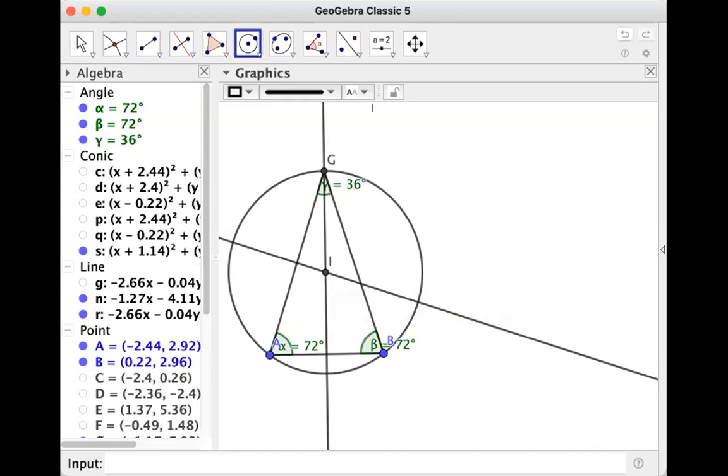Wait, so you have to do an angle bisector with a perpendicular bisector? No, I just did two perpendicular bisectors. Okay.